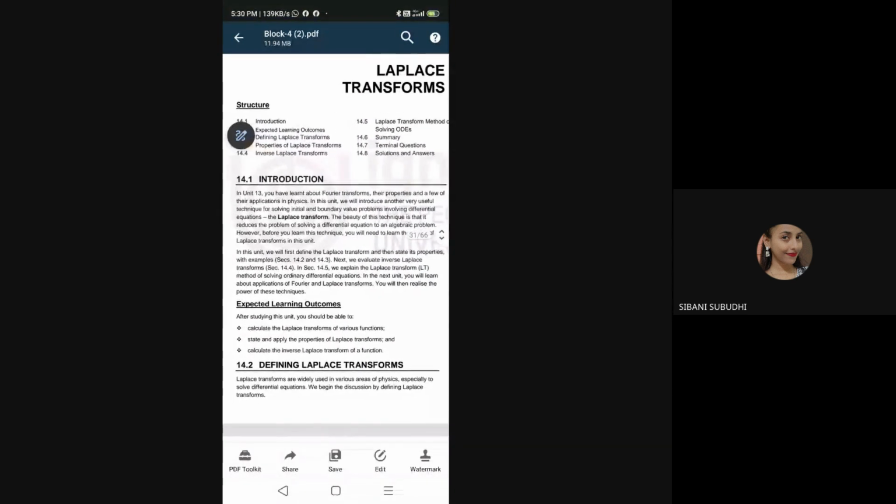Then your Laplace transform. Laplace transforms are widely used in various areas of physics to solve differential equations. The Laplace transform F(s) of a function f(t) is defined as F(s) is equal to integration 0 to infinity e to the power minus st f(t) dt. And you can write it as shown on the screen, F(s) is equal to L of f(t) in square brackets. And the inverse Laplace transform can be represented as f(t) is equal to L inverse of F(s) in square brackets.